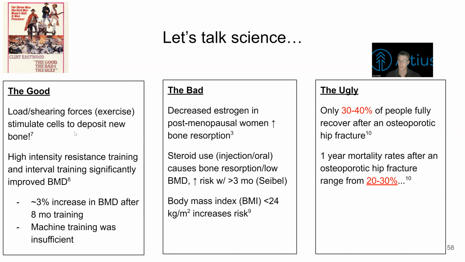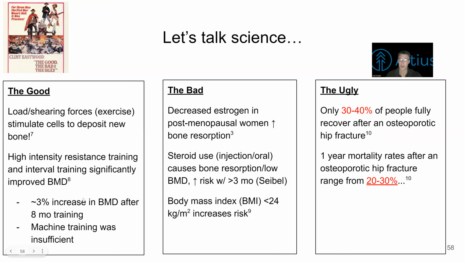The good thing though is that we can fight back against this stuff. What we know is that impact and shearing forces on the skeletal system are a really good way for us to stimulate those osteoblasts to do their job. So great news. They did a really big study called the LIFTMOR study, where for 8 months, they took a population with osteoporosis and they did high intensity resistance training. So they're lifting a bunch of really heavy weights.